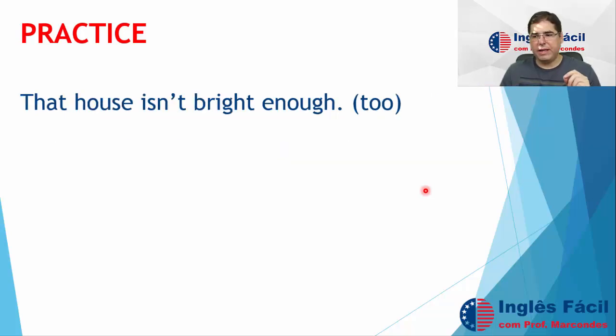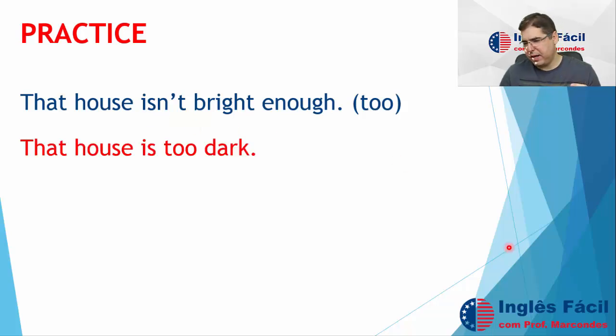One more. That house isn't bright enough. Now I used enough and I want to use too, okay? How can we do that? What is the opposite of bright? Dark, right? So this house isn't bright enough is the same as this house is too dark. This house is too dark. We just have to use the opposite, okay? Isn't bright enough is too dark. These are synonym sentences, okay?